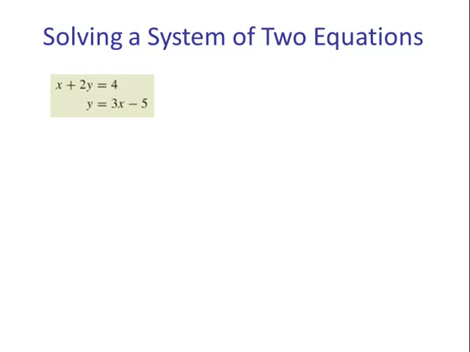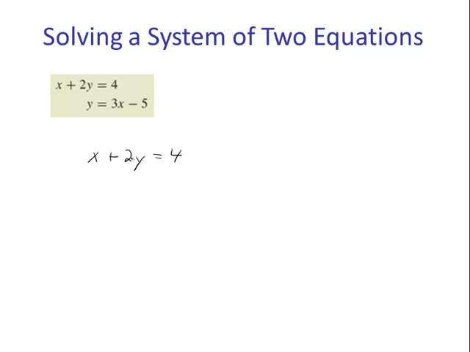So if you recall, the first step in substitution is we look for an equation that has x or y isolated. So if we look at the second equation, we have y equals 3x minus 5. So the y is isolated. So we go to the other equation, and everywhere we see a y, we substitute the expression 3x minus 5. This will give us an equation with only one variable.